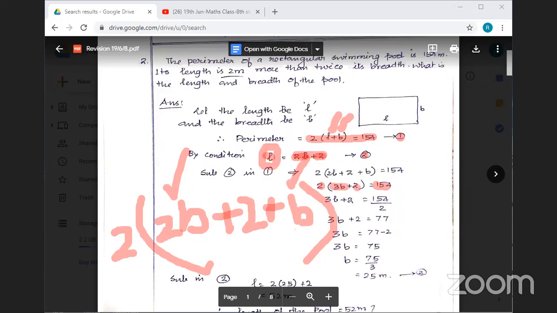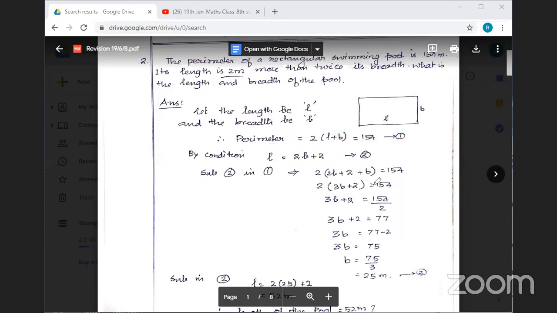Now, what is the 2 doing here? Multiplying. Therefore, take it to the other side and divide. What if you divide by 2? 7 2s are 14, 77. Any doubt? No, sir. Now the 2, what is it doing here? If it goes that side, it becomes minus 2. Therefore, 77 minus 2, therefore 75. 3b is equal to 75.